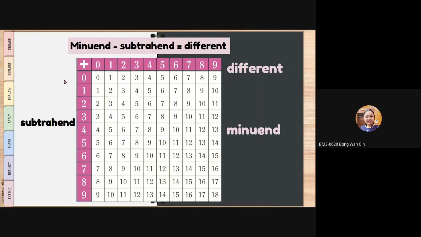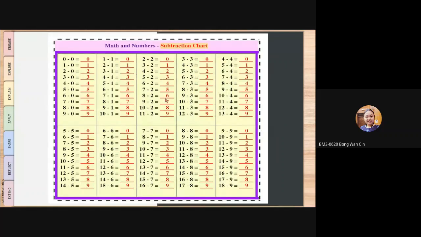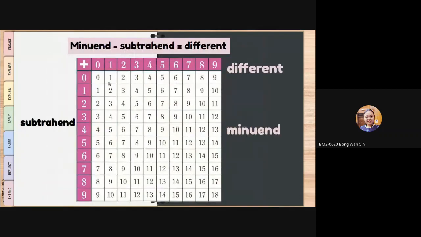So when we want to read using this table, we must read from the white part to the left part, to the purple part at the left, and the answer will be at the top of the table. Okay, for example, Atira, please click a point on the chart.